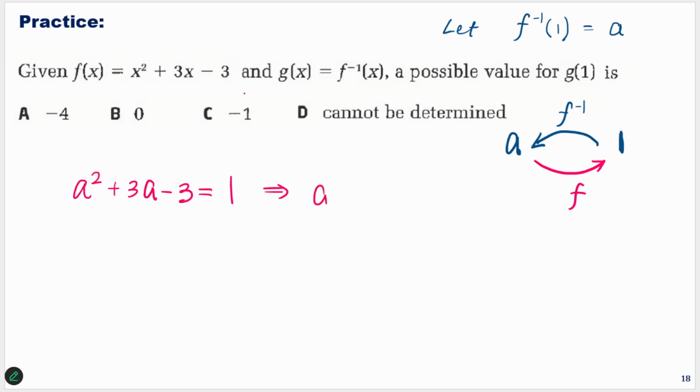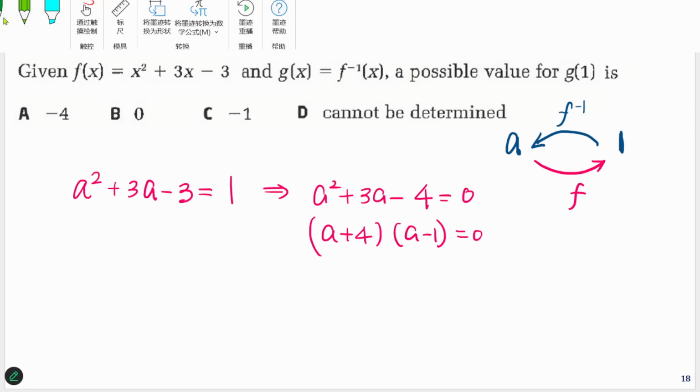So that means A squared plus 3A minus 4 is 0. Then we can factorize the left side, which is A plus 4 times A minus 1 is 0. So there are two possible values for A. One of them is negative 4 and the other one is 1, right? Okay. Is there any other way to solve it?